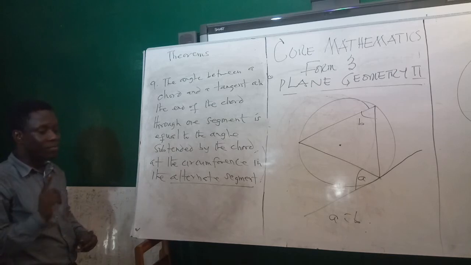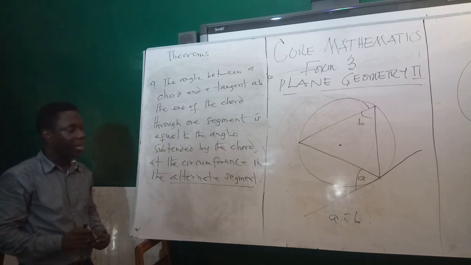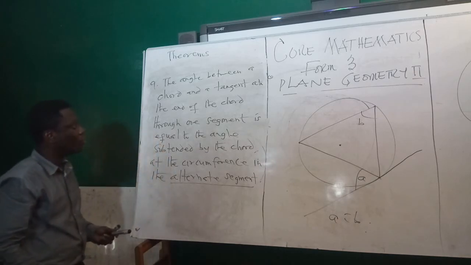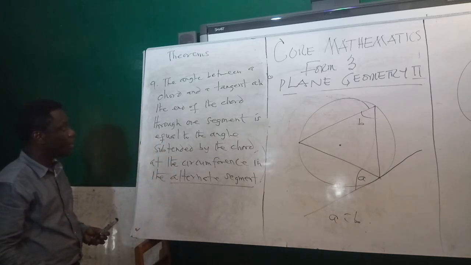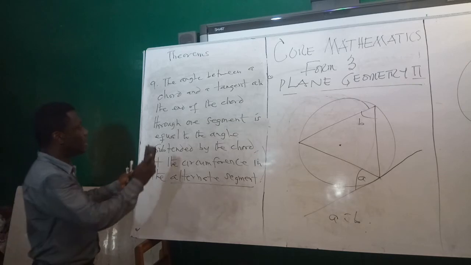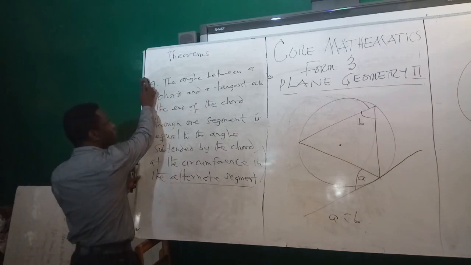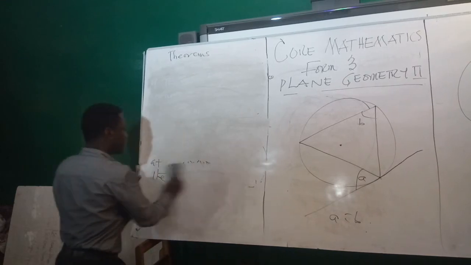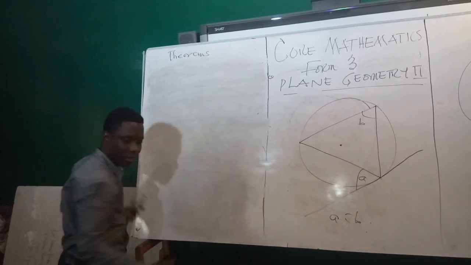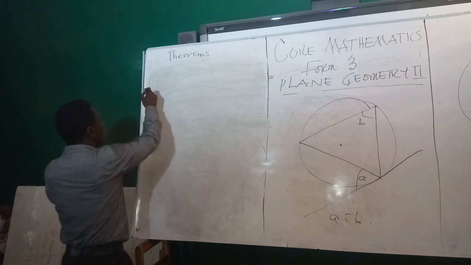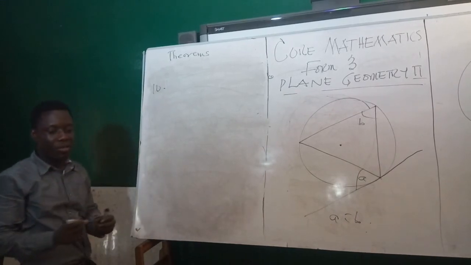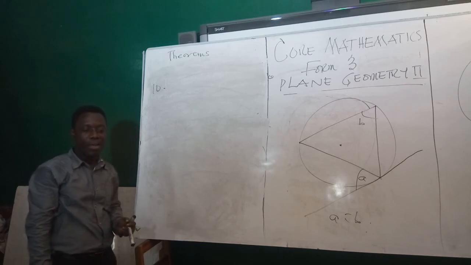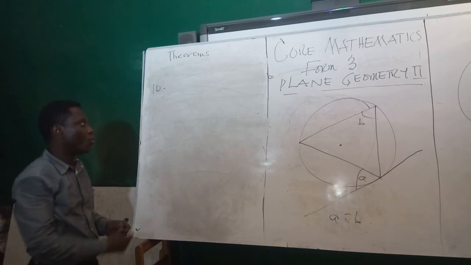I'll quickly touch on the very last theorem for the day, and then we'll probably round it up and look forward to our next lesson where we'll look at examples. So quickly, my 10th theorem. Now, what does the 10th theorem say? My 10th theorem says the lengths of two tangents from a point outside the circle are equal.